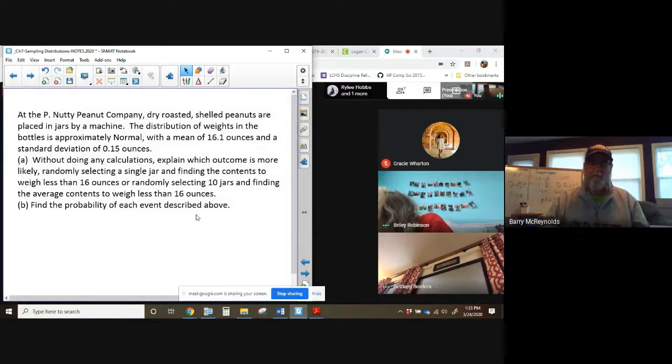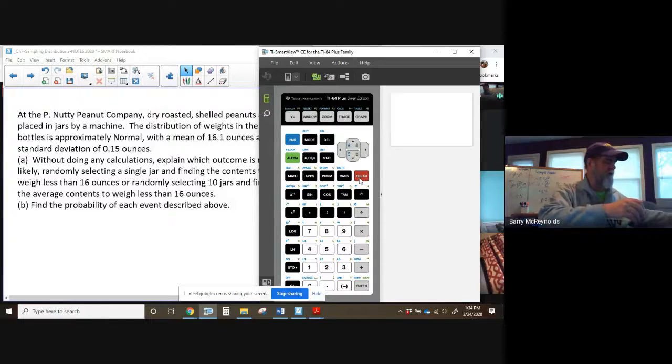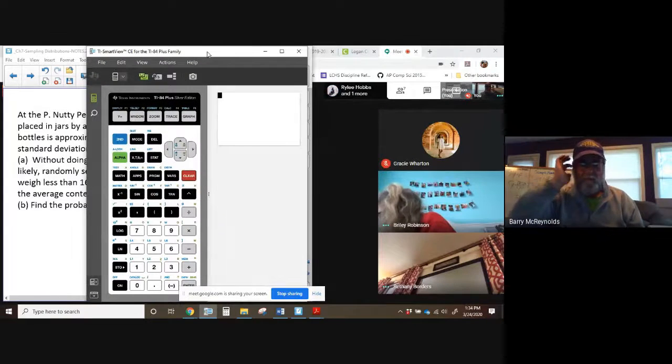Okay. So just for grins, one of the things I can do on the screen here is refresh your memory on how to do those calculations using the calculator. So I'm going to put the calculator up on the screen, and we'll use Normalcdf to calculate the probabilities of each of those. Can you see the calculator okay? Everybody, yep.